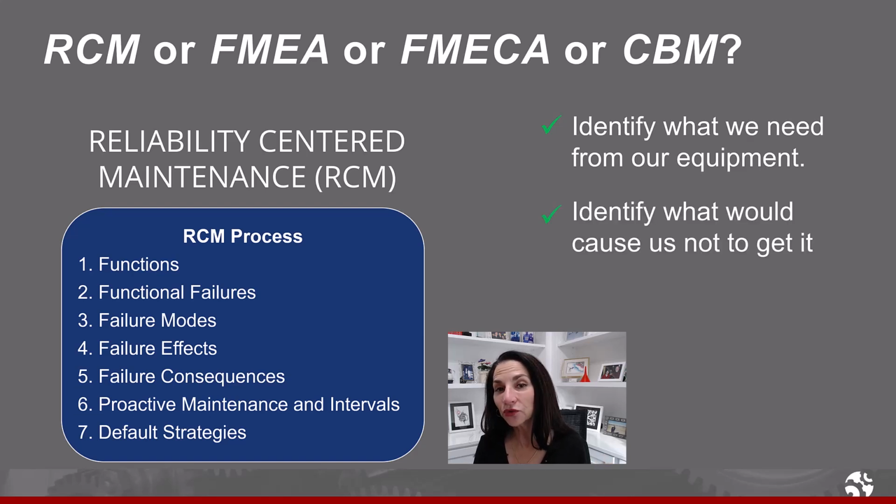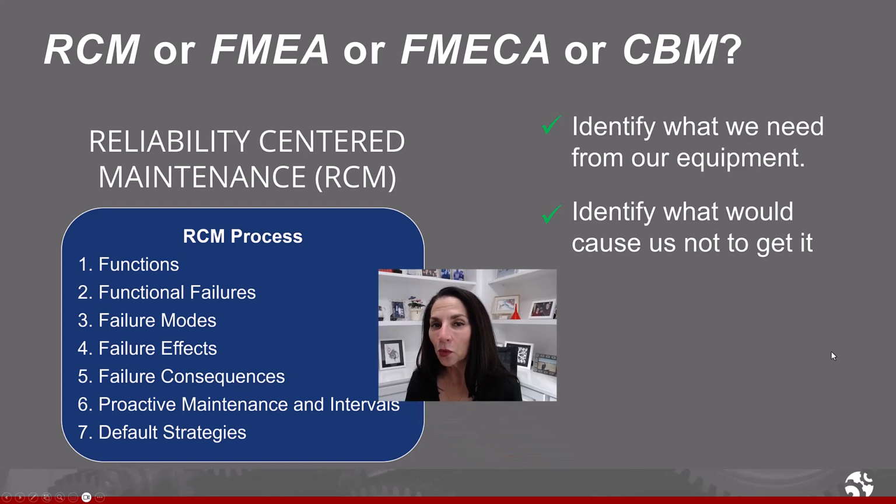Now, when we do step 3 in the RCM process, that is identifying failure modes. A failure mode is what specifically causes a functional failure. So when we write failure modes, we identify what would cause us not to get the functions that we have identified. In other words, what would cause us not to get what we need from our equipment.